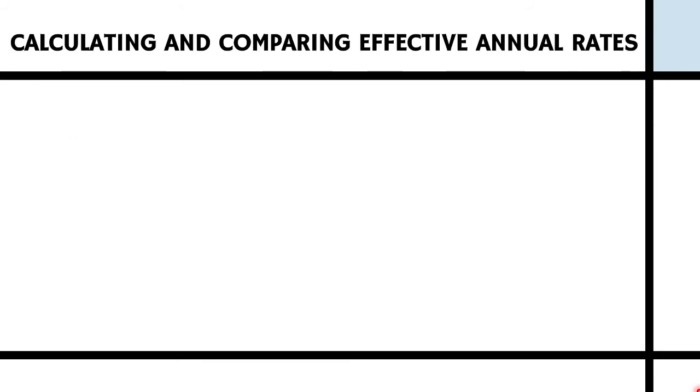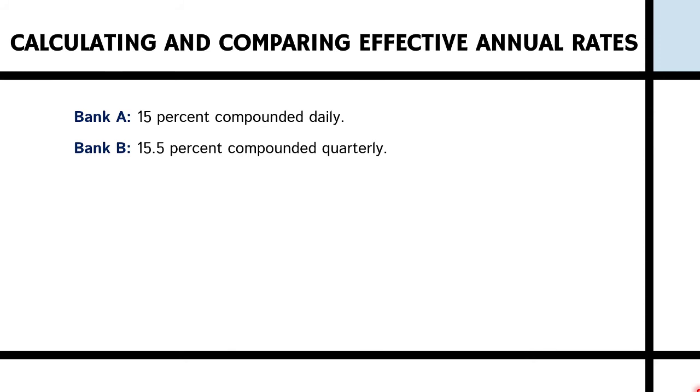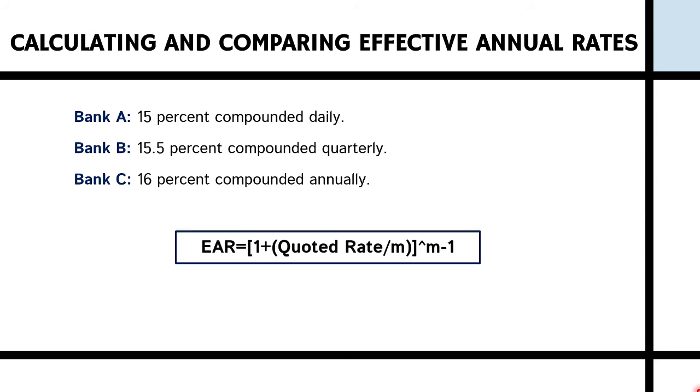So, calculating and comparing effective annual rates. In this topic, we will explain how to compute effective annual rates. Bank A, 15% compounded daily. Bank B, 15.5% compounded quarterly. Bank C, 16% compounded annually. To compute the following, we need to familiarize ourselves with this equation. EAR is equal to the quantity of 1 plus the quoted rate over m, raised to m, minus 1.